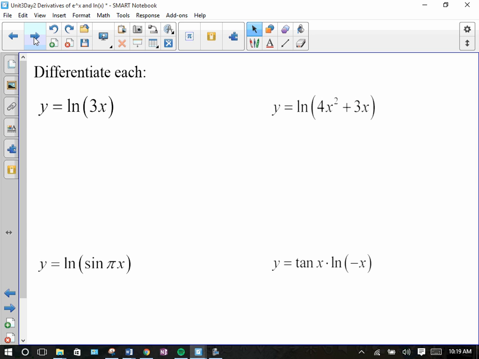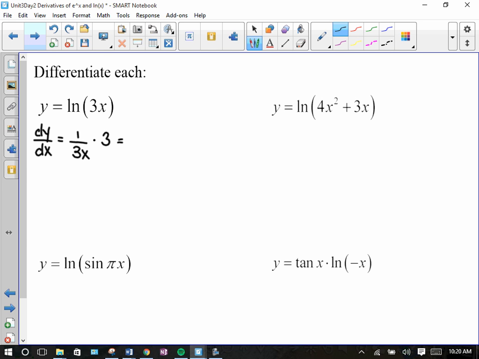Alright, so let's look at this. Let's try to do some of these. So dy/dx is equal to natural log of 3x. The derivative of that is going to be 1 over what's on the inside, so 1 over 3x times the derivative of 3x. So the derivative of 3x is equal to what? 3. That's equal to 1 over x.